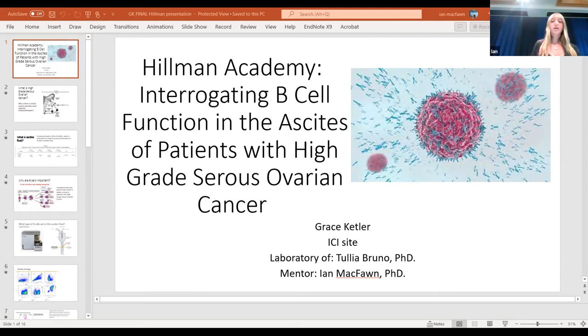And I also think it'd be interesting: ascites fluid isn't only present in ovarian cancer, it's also present in other diseases such as liver disease. It's just not cancerous. So I think it'd be interesting to compare the ascites fluid and the B cells in it of liver disease to ovarian cancer, to see if more widespread treatment could be used or if they're very different.